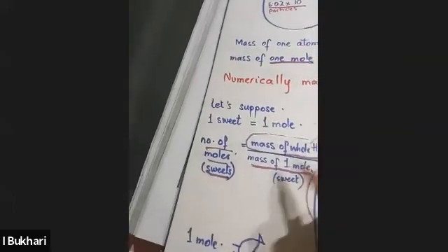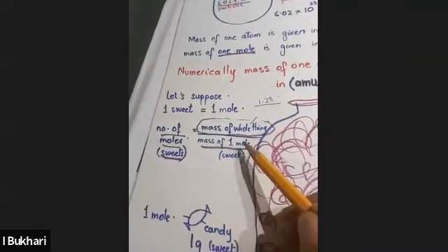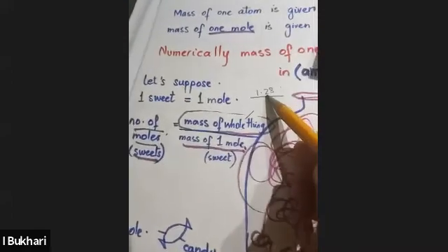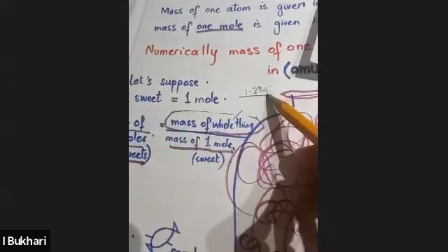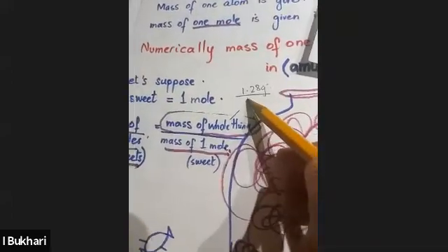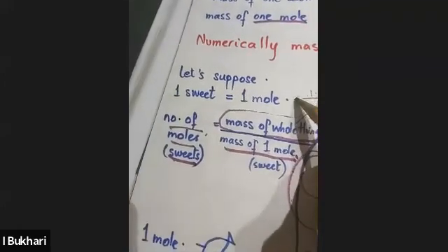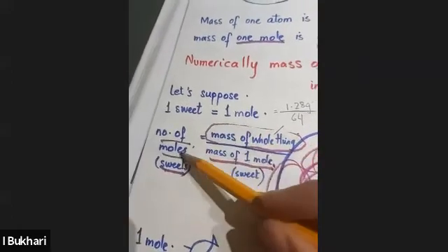Do I know the mass of 1 mole? Yes, I can find out from the periodic table. Mass of copper from the periodic table is 64, right? So 1.28 is the mass of the whole thing, and mass of 1 mole is 64. So I can find out the number of moles of copper, right?